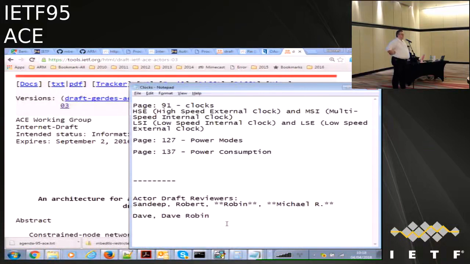So I see Thomas moving, which... Oh, okay. Yeah, so there just might be a Jabber comment. Are we done? I think so. Thank you. That was quick.